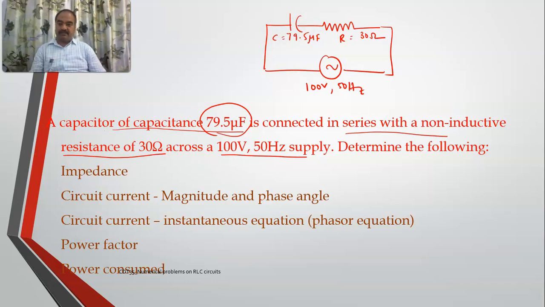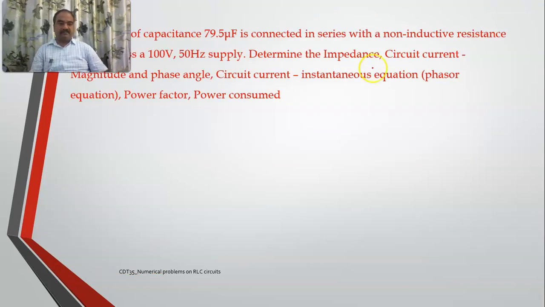Now both these elements offer different impedance. The impedance offered by the resistor is R, whereas the impedance offered by the capacitor is minus j by omega C, isn't it? So now we will try to calculate the impedance, the circuit current, the instantaneous equation, the power factor, and the power for these things. So let me start with the basic figure, resistor in combination with the capacitor.